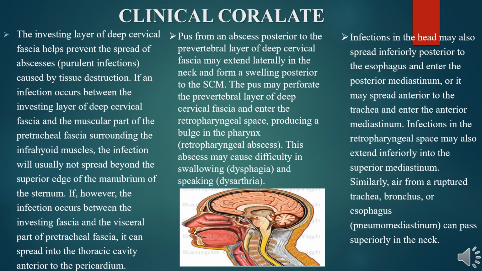Now the infections in the head may also spread inferiorly, posterior to the esophagus and enter the posterior mediastinum, or it may spread anterior to the trachea and enter the anterior mediastinum. Infections in the retropharyngeal space may also extend inferiorly into the superior mediastinum. Similarly, air from a ruptured trachea, bronchus, or esophagus can pass superiorly in the neck.